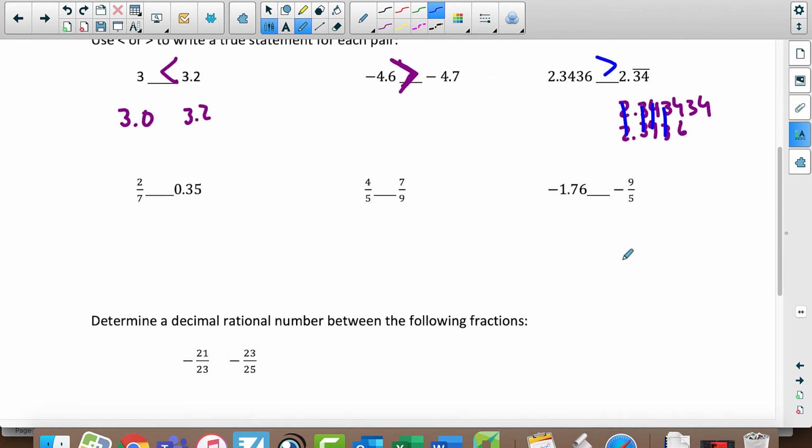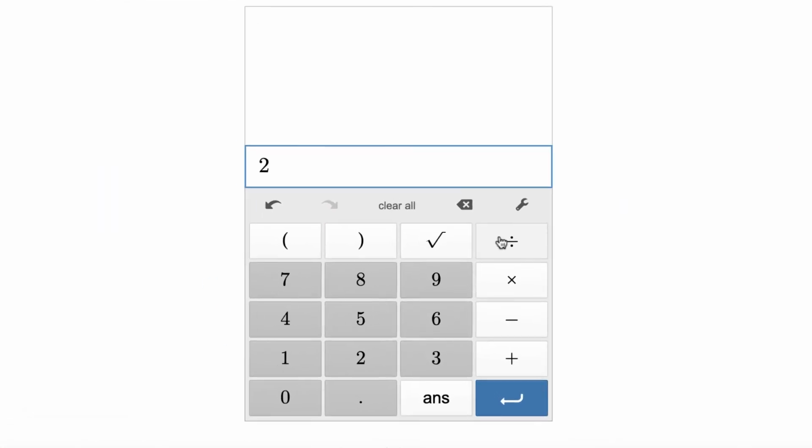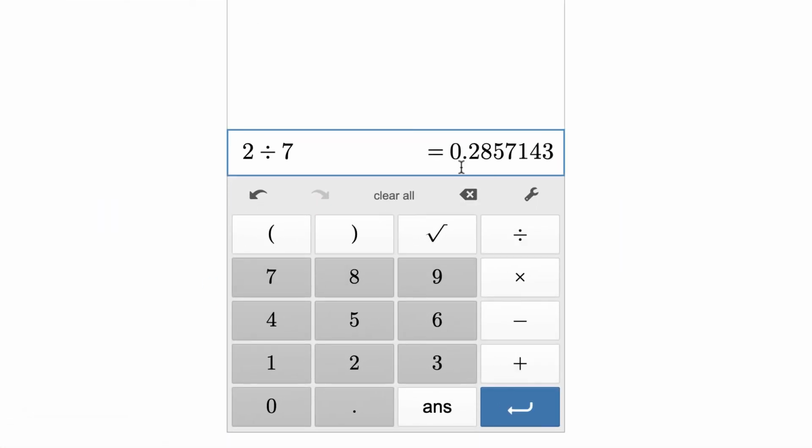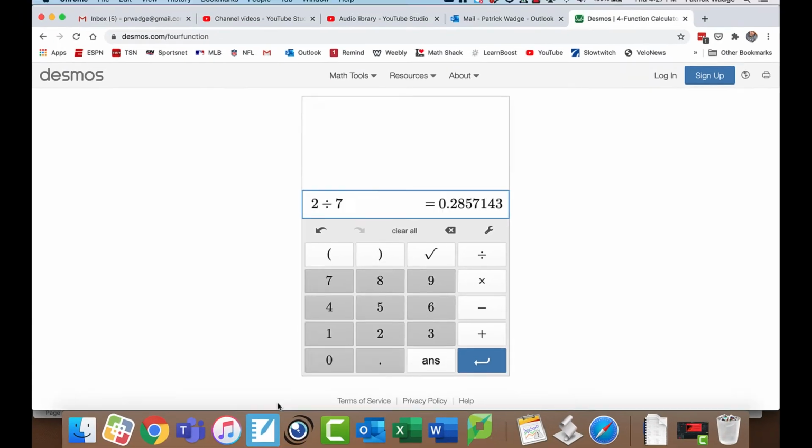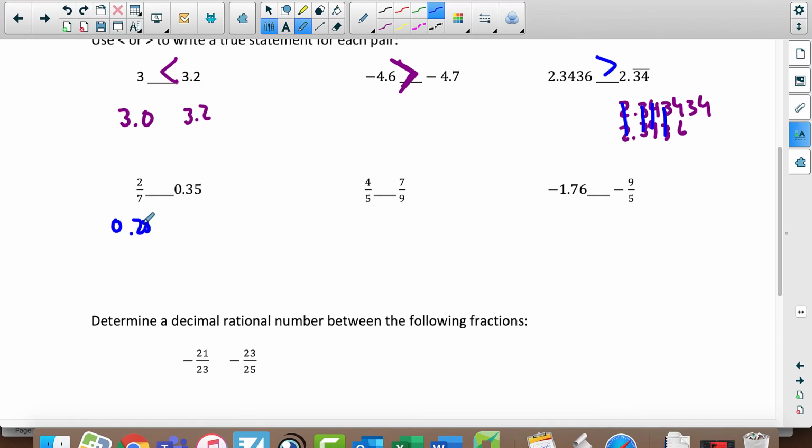Okay, 2/7 and 0.35. Well, I got a couple choices. I would either change this into a decimal, or I would change this into a fraction. Change into a decimal is pretty fast if you have a calculator, so why don't we do that? It's just 2 divided by 7. 2 divided by 7 is 0.2857. So this one is 0.2857. What's bigger, 0.28 or 0.35? 0.35 is bigger.